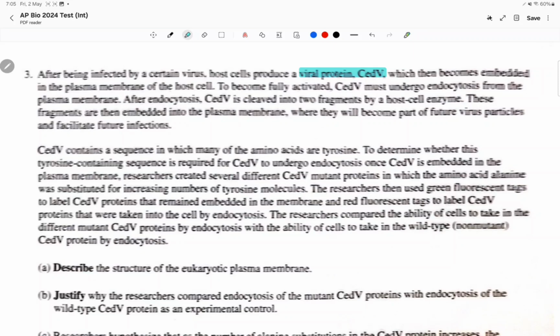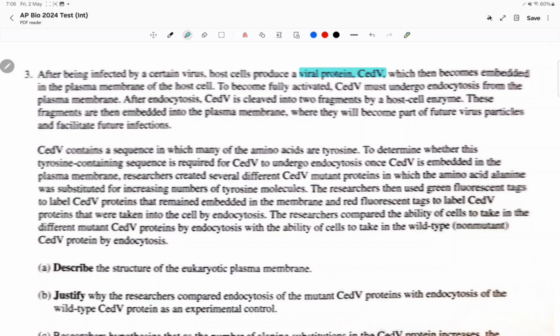You know what's happening here? The host cell is trying to defend itself from the virus. It's going to cleave the viral protein, but the protein of the virus actually wants this cleavage. It wants that. Because now it can attach to the plasma membrane and can facilitate the future infections. So the cell inadvertently, that means unintentionally, is helping the virus.